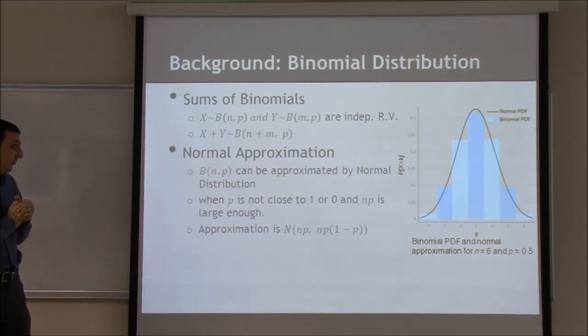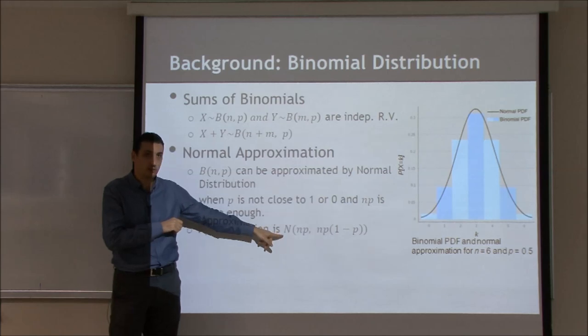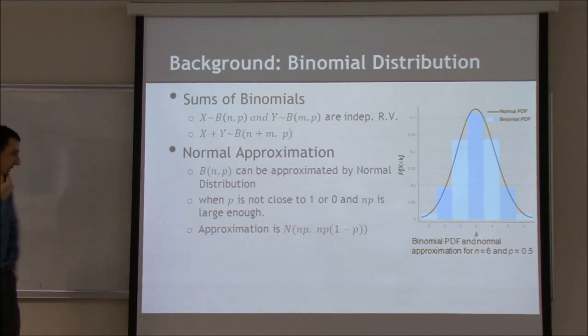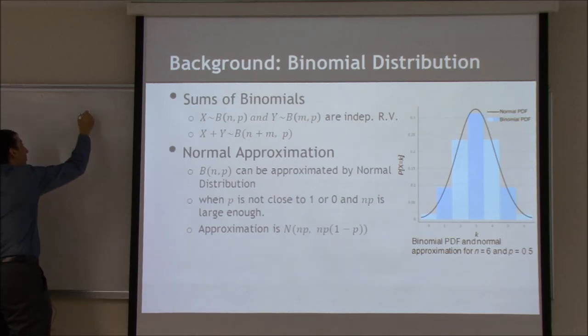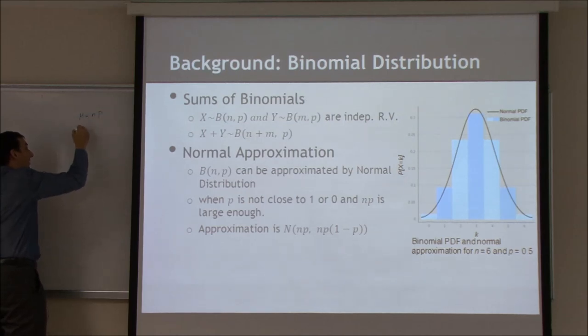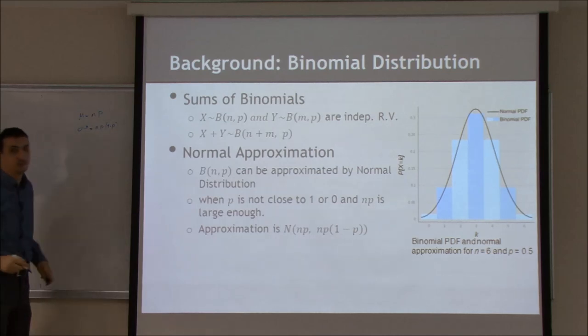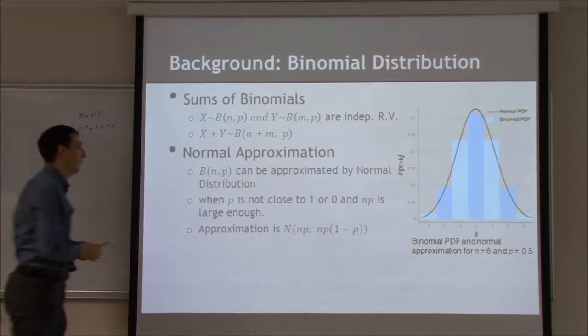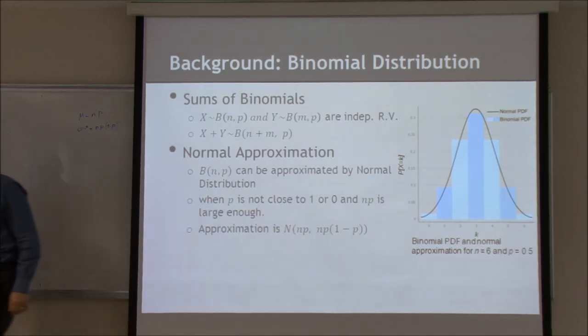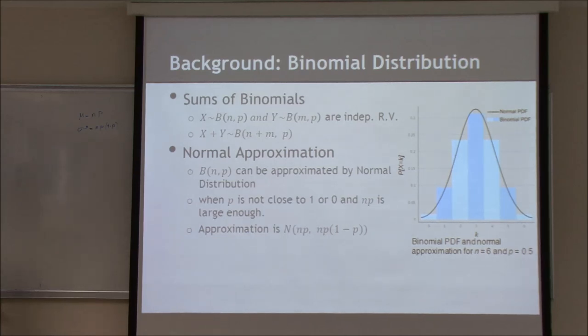Okay, so do you remember this approximation of binomial to normal distribution? What was the mean of binomial distribution? We talked about it. np. What was the variance? np(1 minus p). Yes? Hence, these are just the values we use in the normal approximation. Okay?